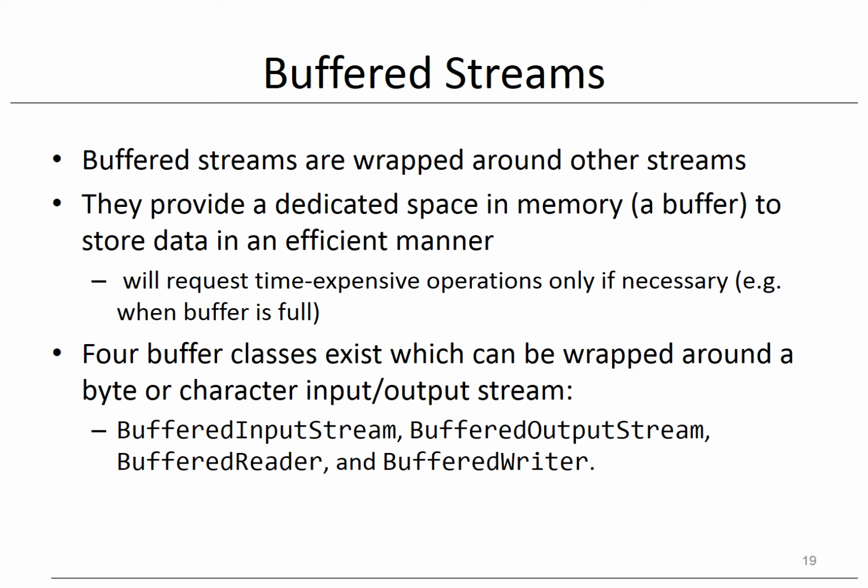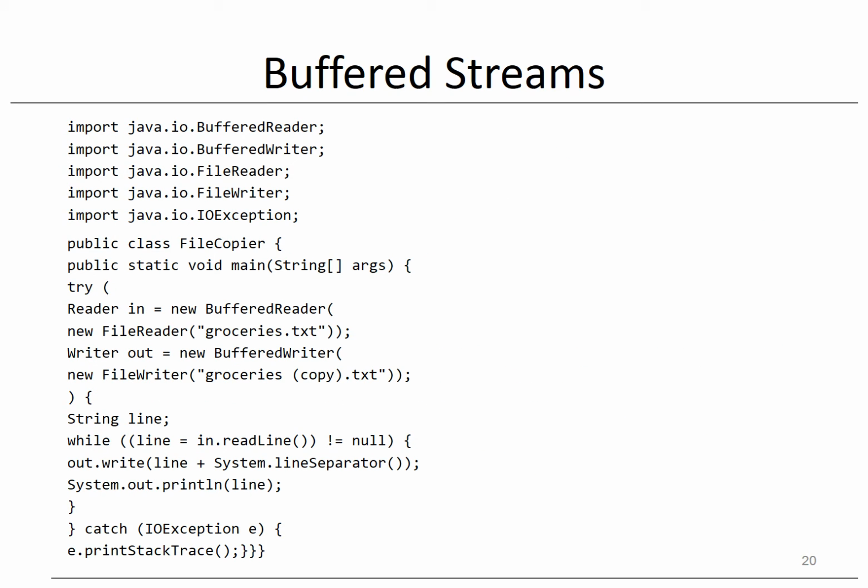4 buffer classes exist, which can be wrapped around a byte or character input-output stream: BufferedInputStream, BufferedOutputStream, BufferedReader, and BufferedWriter. Here you can see our file copier example revisited with buffered streams. We are now using BufferedReader and BufferedWriter classes to open the original file as a data source and a new file as the destination.